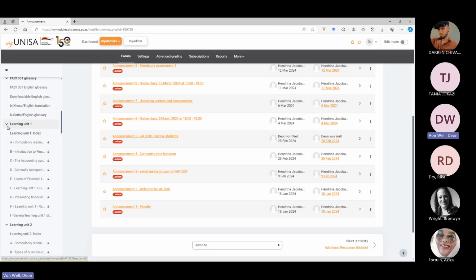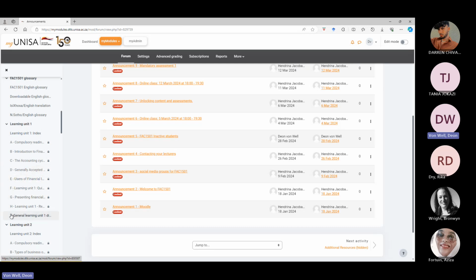But here, basically, the learning starts. Learning Unit 1 with all its different lessons. And you need to start at the beginning. Here's the index. It tells you there's going to be compulsory reading, introduction to financial accounting. So from A to I, you need to go and do every one. A will be locked. After you've done A, B will unlock. After you've done B, C will unlock. After you've done D, E will unlock.